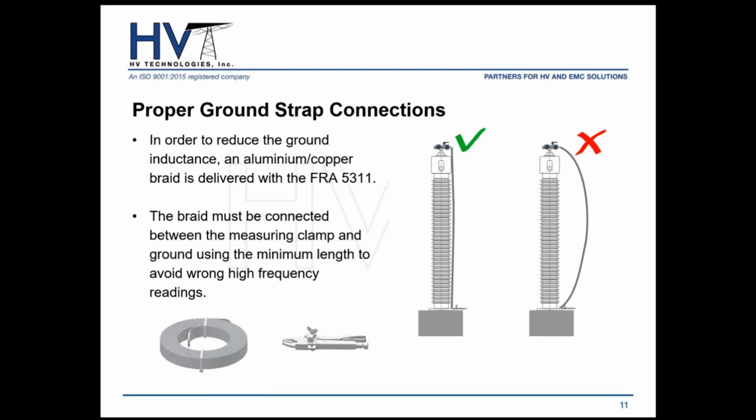In order to reduce the ground inductance, an aluminum copper braid is delivered with the FRA 5311. The braid must be connected between the measuring clamp and the ground using the minimum length to avoid high frequency readings. So basically, you want to connect it at the clamp.